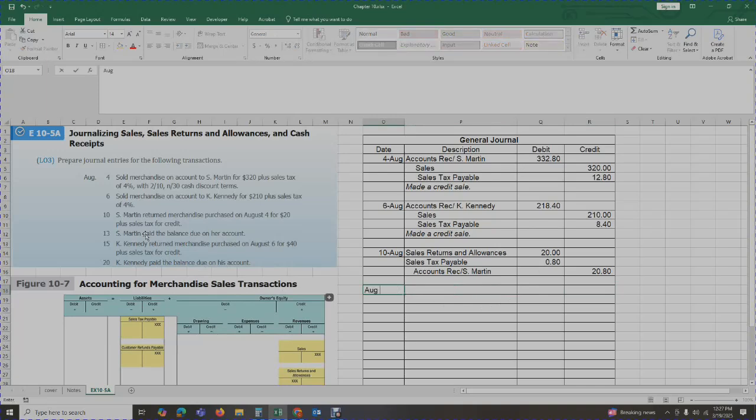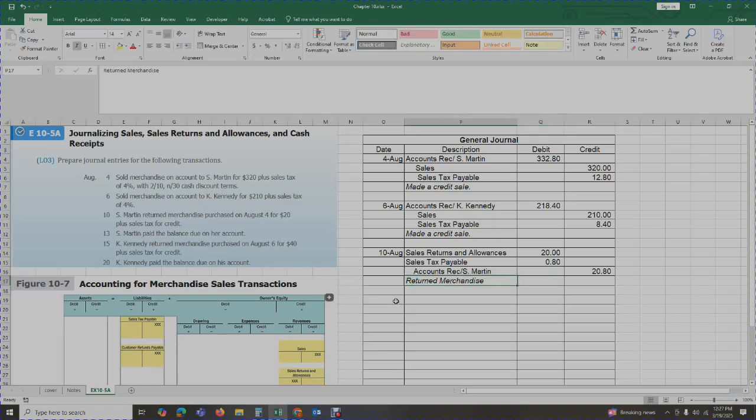Okay, let's look at the 13th. Now let me put a description on this one before we move on. On the 10th, we had returned merchandise. Okay, so let's look at August the 13th. On August the 13th, Martin paid the balance due on her account. So now we have to figure out how much Martin owes us.